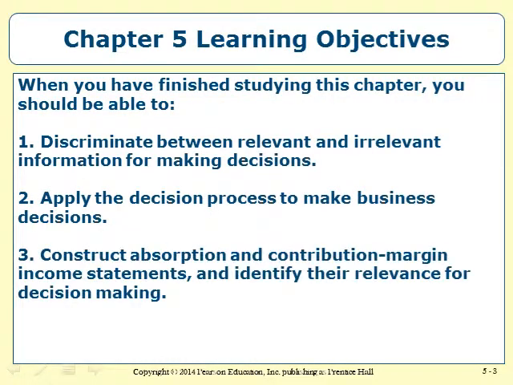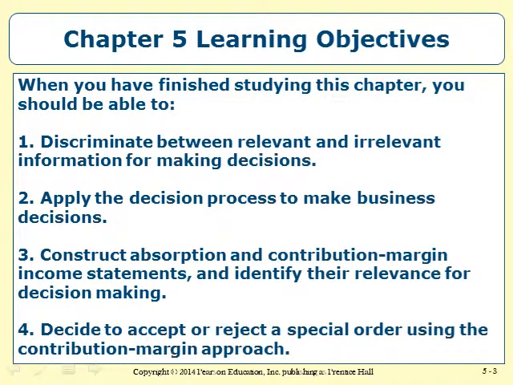And so when we're done, what we should be able to discuss is to know the difference between relevant and irrelevant information for making pricing decisions. We want to be able to apply that decision process to business decisions. We want to talk about absorption and contribution margin income statements and identify their relevance for decision making. And we want to be able to decide to accept or reject special orders using this contribution margin approach.